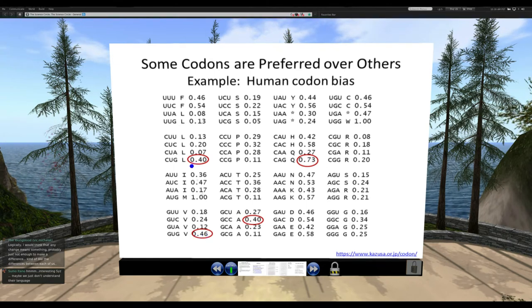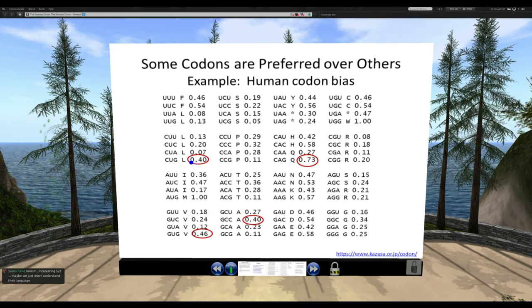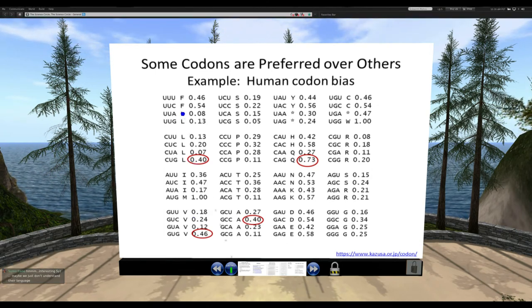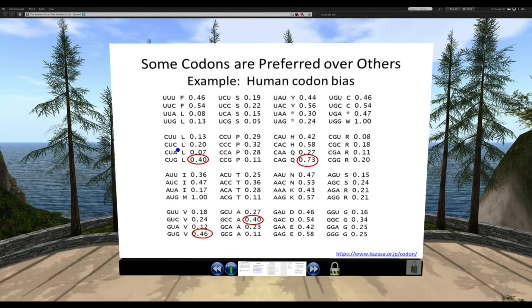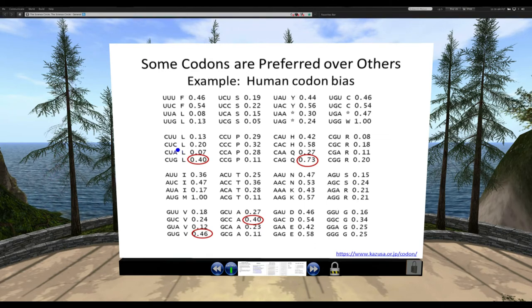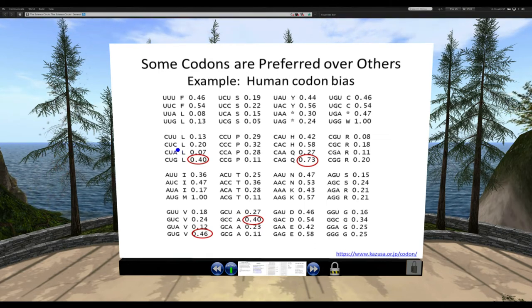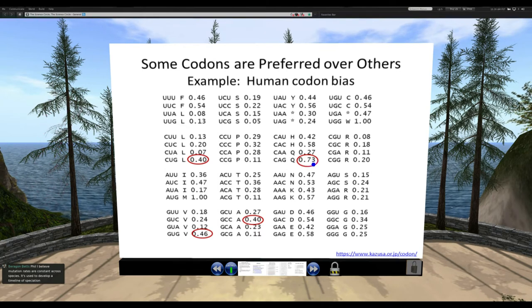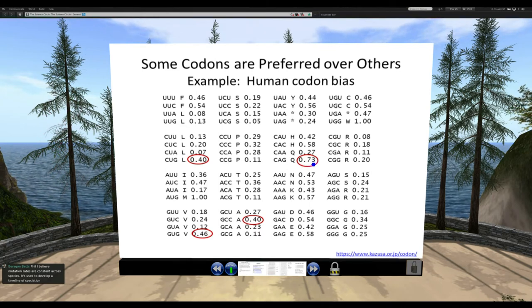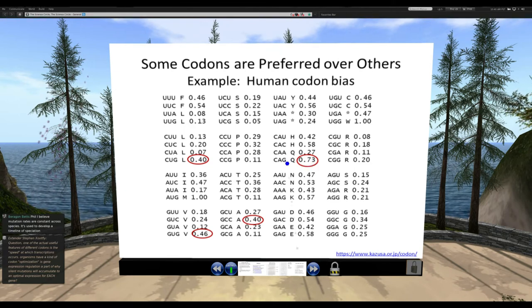And in this leucine codon, there are six leucine codons, these two up here and these four down here. 40% of those codons, even though there's six of them, are CUG. And in this one over here, you have the two glutamine codons, and 73% of those, or three quarters of those, are the CAG codon.